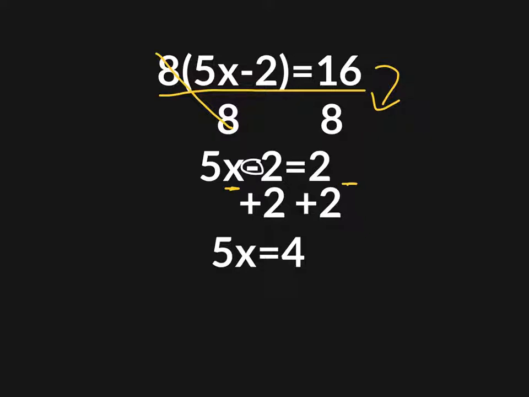Next, you isolate the variable. You divide each side by 5 and that crosses out. You would get x equals 4/5 and you would keep it as a fraction in simplest form.